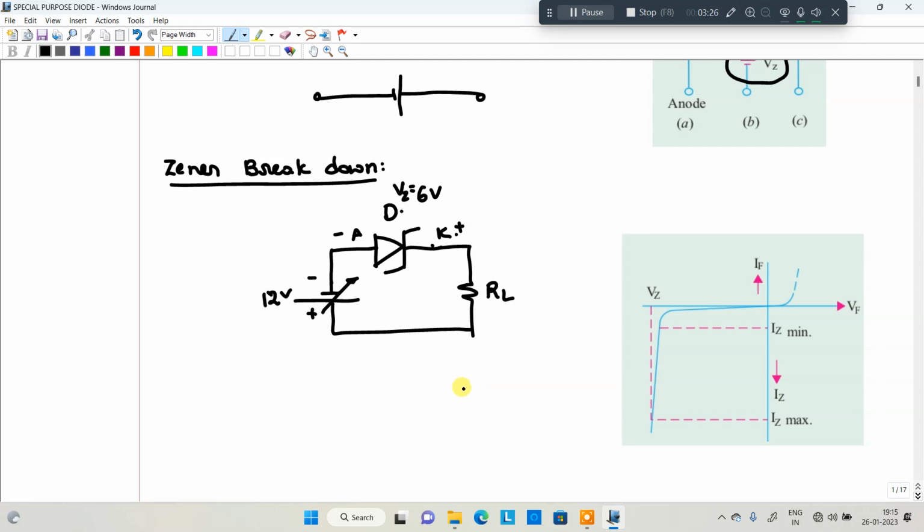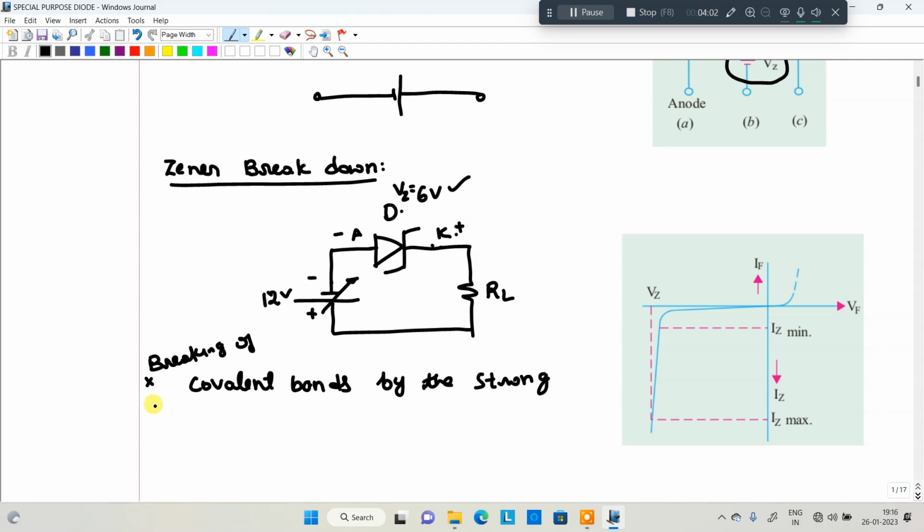Up to the point where we apply 6 volt, equal to the Zener voltage, the Zener diode is going to conduct. So what will happen at 6 volt? Zener breakdown occurs. Zener breakdown means breaking of covalent bonds by the strong external electric field. Got my point? Not an avalanche breakdown. It is a Zener breakdown.